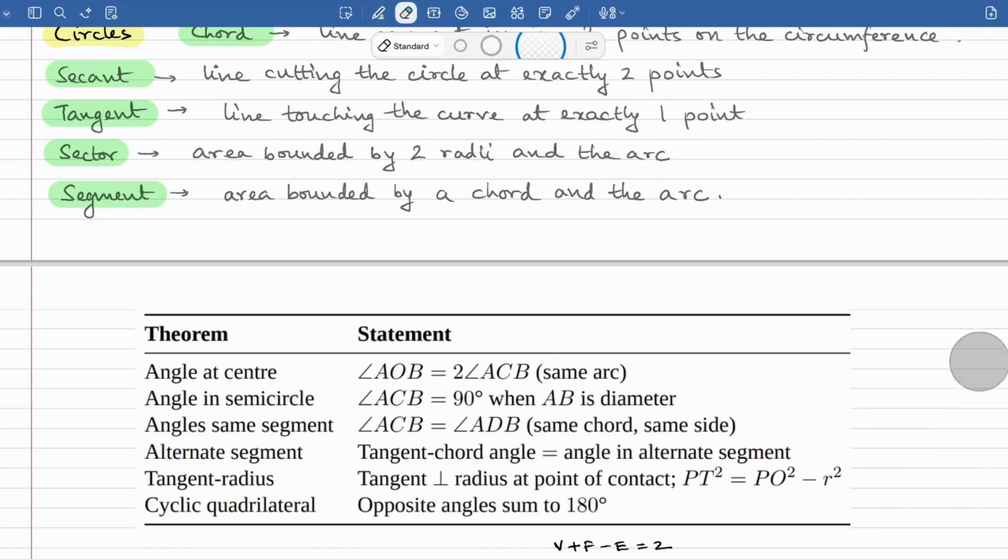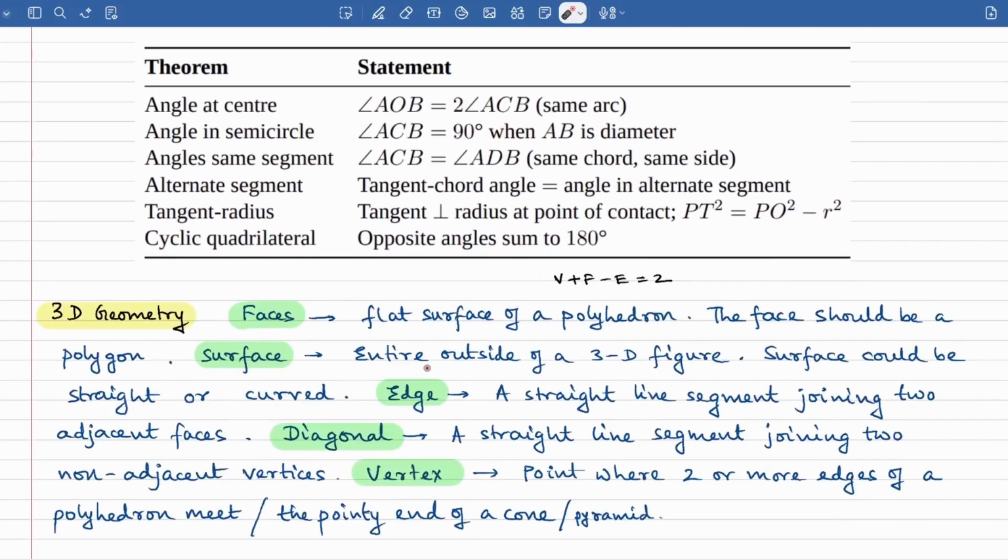Tangent radius relation, we know that the tangent is perpendicular to the radius at the point of contact. Also, the perpendicular to the tangent passes through the radius. So this theorem works both ways. In a cyclic quadrilateral, you have all 4 vertices of the quadrilateral to lie on the circle and opposite angles add up to 180.